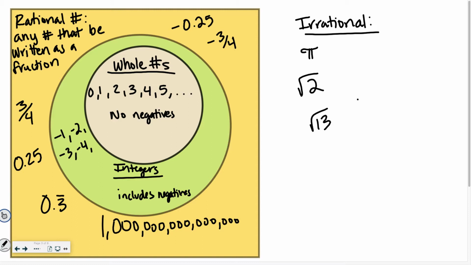Or square root of 13, square root of 11. Some of you have maybe even heard of the number e. That is an irrational number. It's another decimal that goes on forever and ever. But the interesting thing is a number cannot be both rational and irrational. It can only be rational, or it can only be irrational. So that means if I'm looking at a whole number, that whole number is also rational, because it's part of the rational side of the picture. It's not irrational. Okay? So anything in that yellow circle is a rational number. Anything in the white is an irrational number.